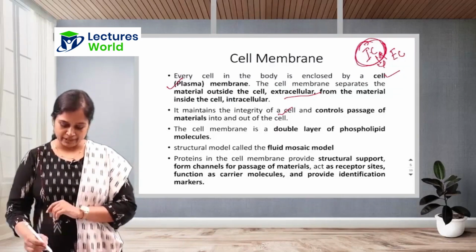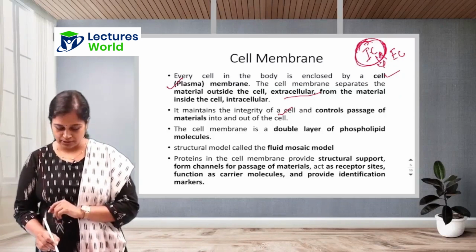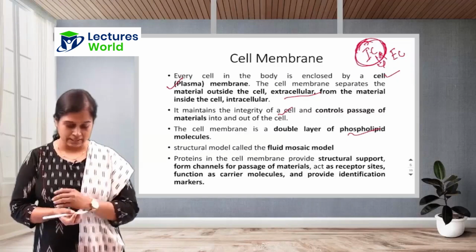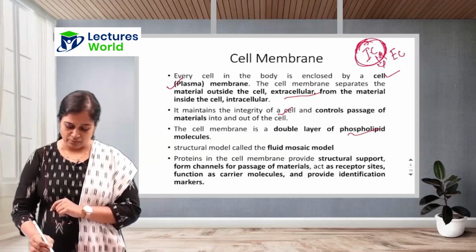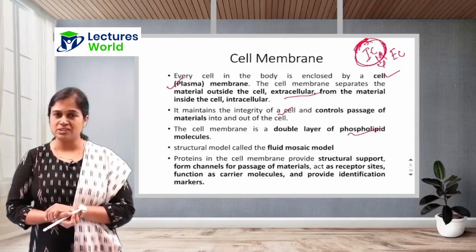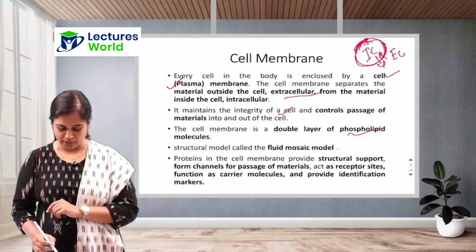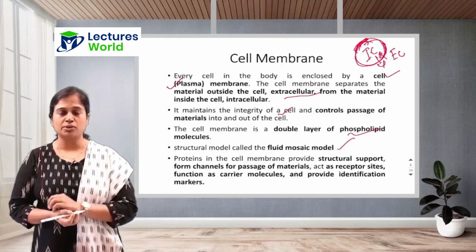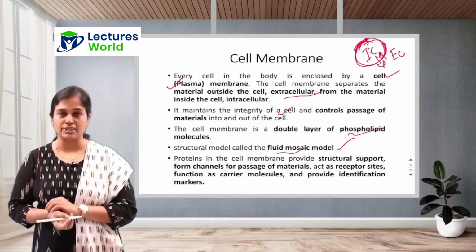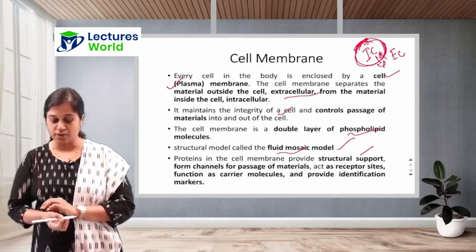The cell membrane is a double layer of phospholipid molecules. It is made up of a double lipid layer of phospholipid molecules, which we will see in detail. This membrane is known as the fluid mosaic model, because small molecules come together. The small protein molecules float together, and so it is called the fluid mosaic model.